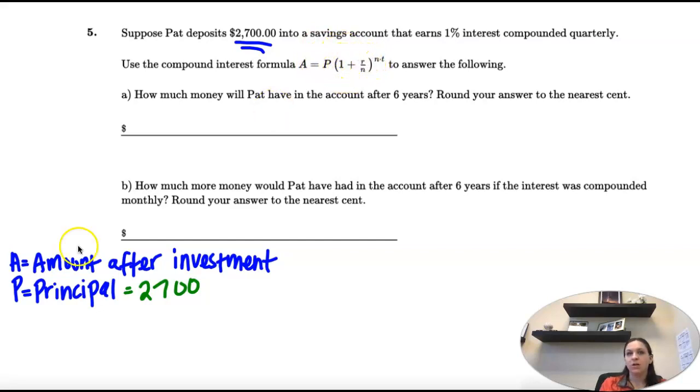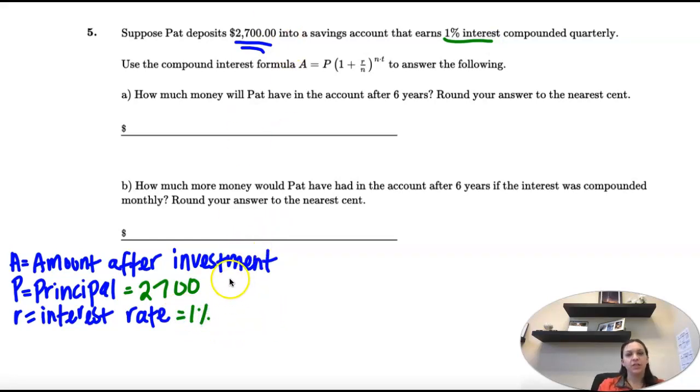R is the interest rate. 1% interest. Okay, well, we've done this before. We don't put percentages in equations. We need this to be a decimal. So 1%, I'm going to take the 1 and make it a decimal. I'm going to put a decimal after it and move it back twice. Okay, so 1% in an equation is really 0.01.